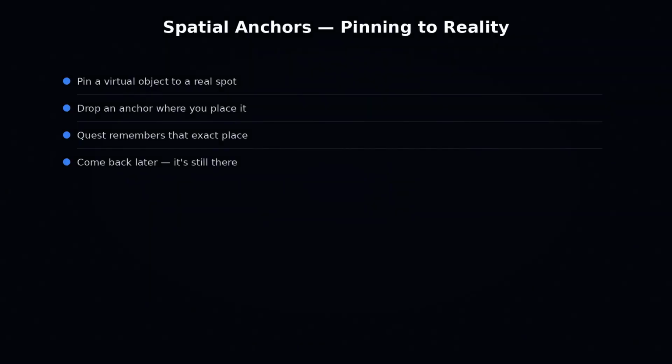Next, spatial anchors. This is the magic that pins virtual objects to real places. You place the stone on your real desk, and you drop a spatial anchor there. Quest remembers that exact spot in your room, even after you take the headset off. Come back tomorrow, and the stone is still on your desk, in the same place. Anchors are how the digital stays put in the physical world.